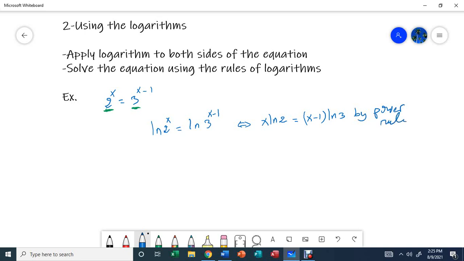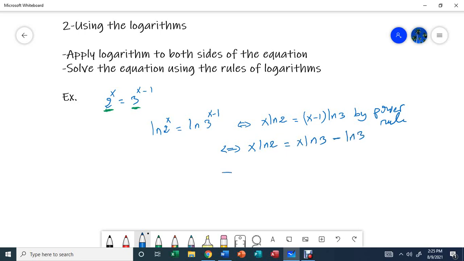So by power rule here, then I'm gonna distribute the right hand side. So distribute ln of 3. So x ln of 2 equals x times ln of 3 minus ln of 3.